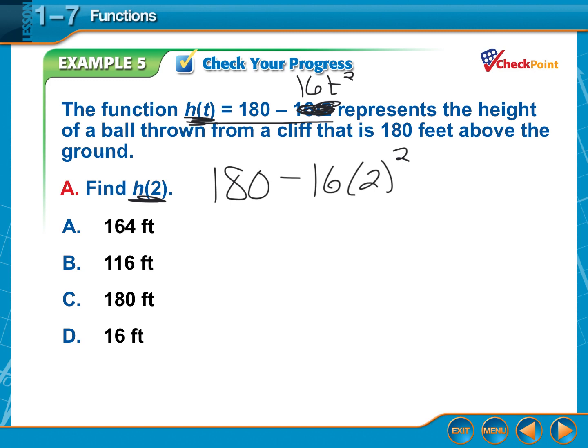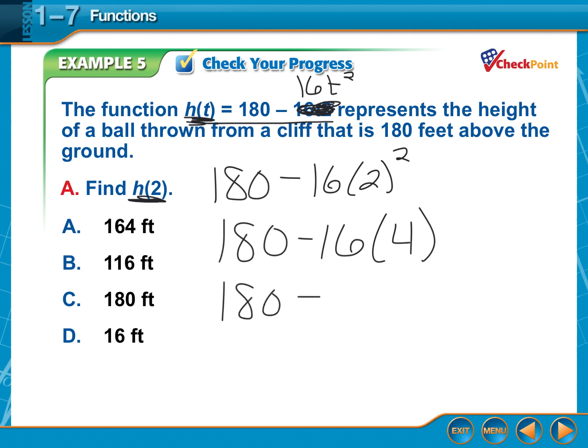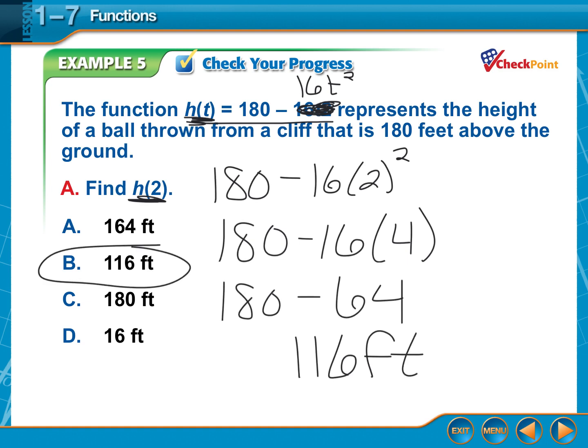Okay, we got to be careful here. What do we need to do first? Exponent first, okay? Some people want to do 16 times 2 first. No, don't do that. Okay, so we have 180 minus 16. What's 2 squared? 4, and that's still multiplying. Okay, so now we have 180. What's 16 times 4? Is it 64? I think it is. 64. What's 180 minus 64? 116 feet. Bingo. Right. Any questions over substitution, finding function values? No?